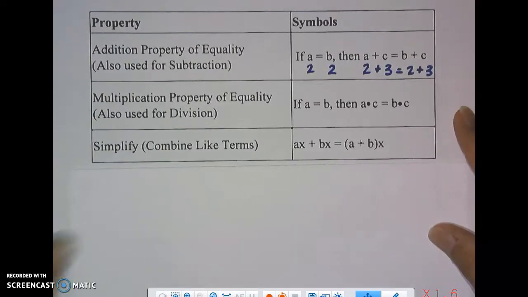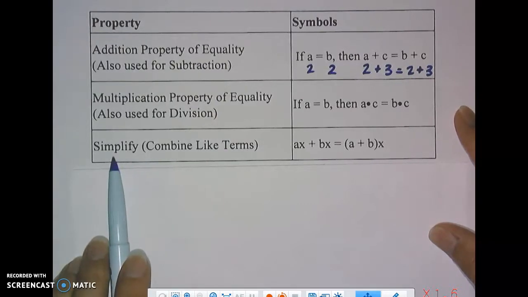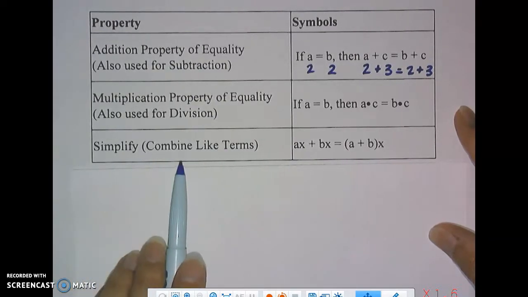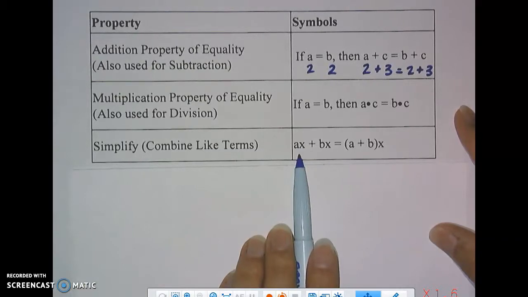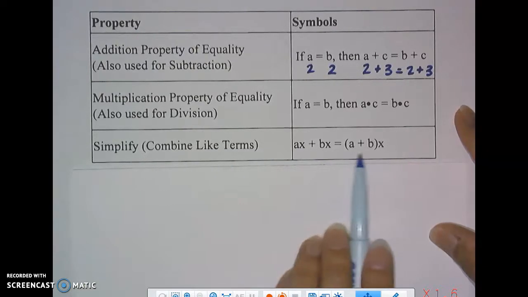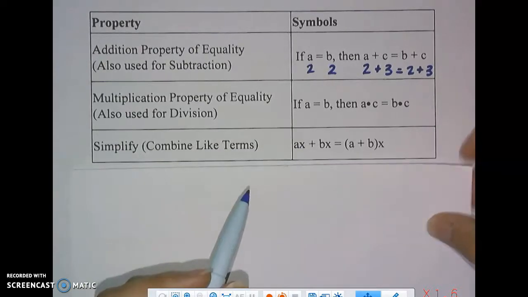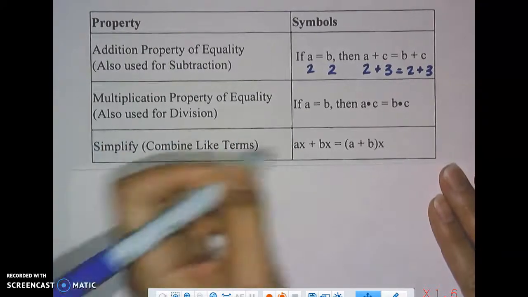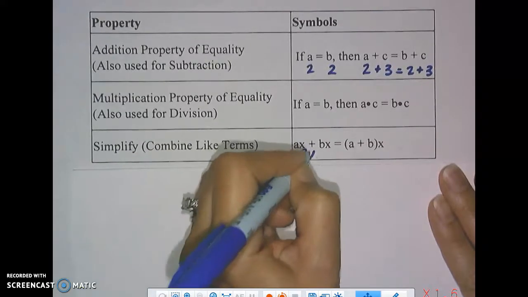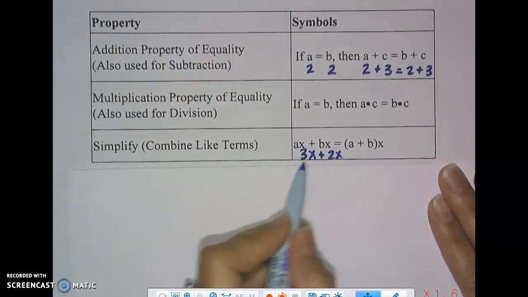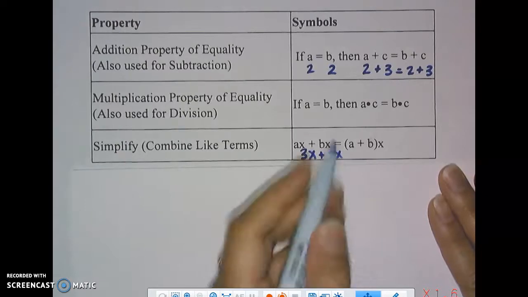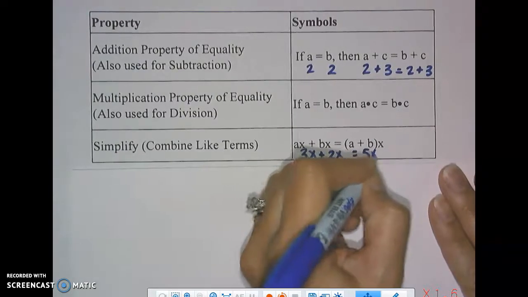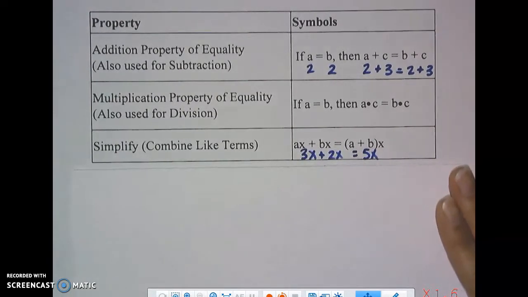And then the last thing that we have is simplify as our last property here. And that just means that we're combining like terms, okay? So here if we have ax plus bx, we could combine that a and b together and combine like terms. So we're going to call that simplify. But if we have 3x plus 2x, those are like terms. So we're going to take those 3x's, 2x's, add them together, and we end with 5x's. So simplify is what we're going to call that.